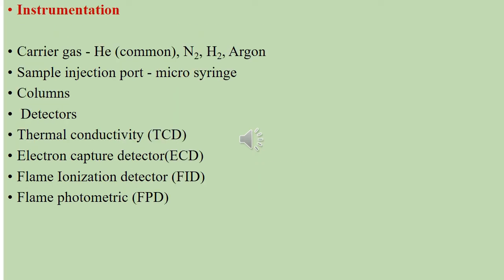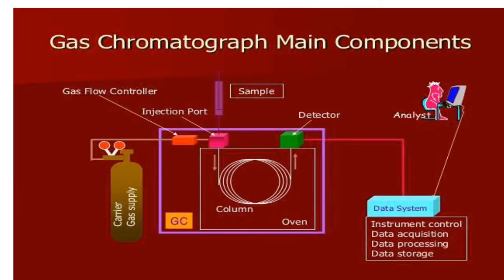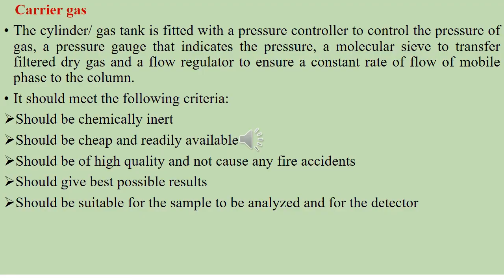Instrumentation of gas chromatography, it consists of the following parts: carrier gas, for example helium, nitrogen, hydrogen, argon, in which helium is more common; sample injection port, which is used as microsyringe; column, which is a heart of gas chromatography; detectors. In detectors, there are four types of detectors: thermal conductivity detector, electron capture detector, flame ionization detector, and finally flame photometric detector. We will discuss each part of the instrumentation, starting with carrier gas.